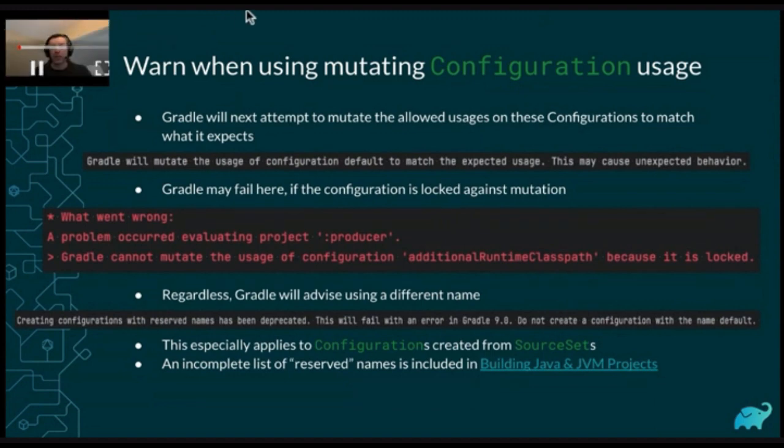But warning alone is not enough here. Gradle needs these configurations to allow the usage it expects in order for its own core plugins to continue to work properly. So Gradle will next automatically attempt to mutate the usage of that configuration. But this could fail if the configuration has already been locked against mutation, perhaps by being resolved. Even if this mutation succeeds, a deprecation warning is still shown, advising the use of a different name.